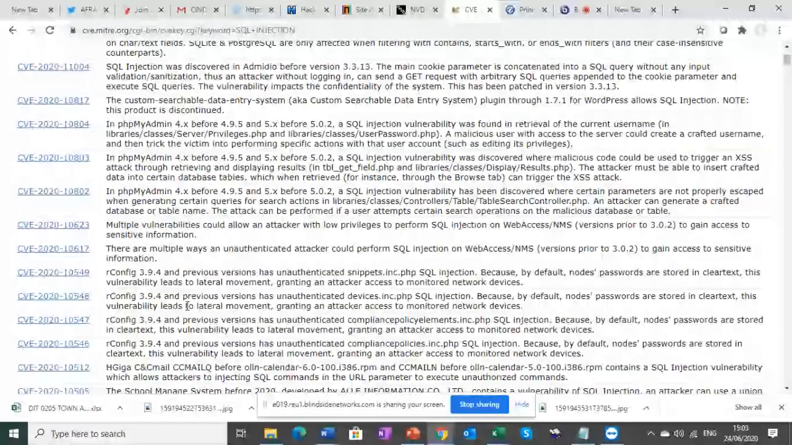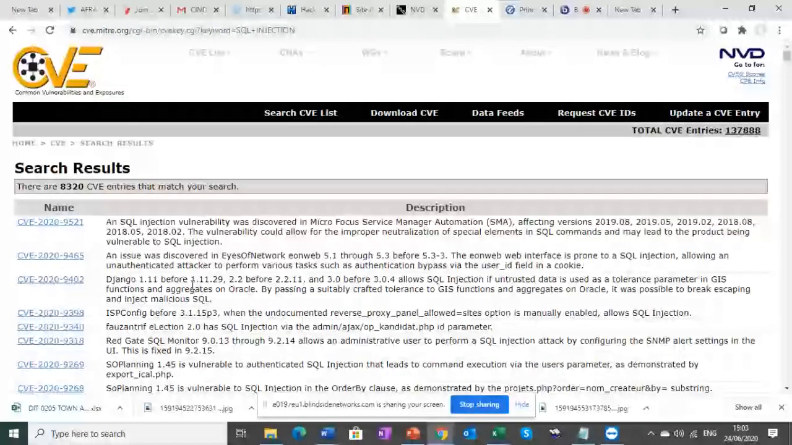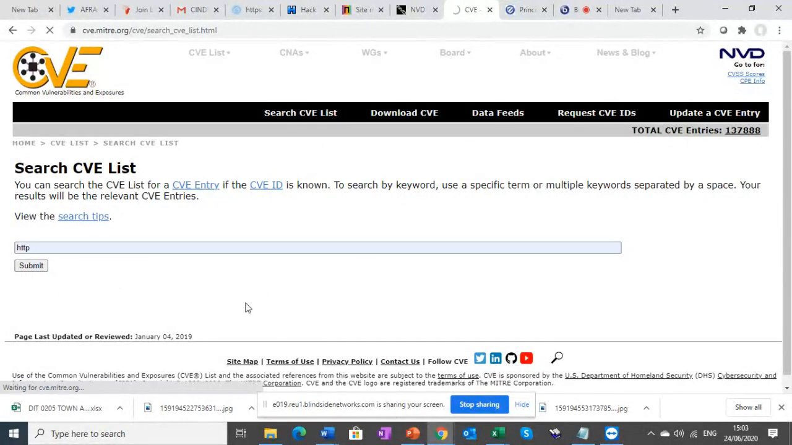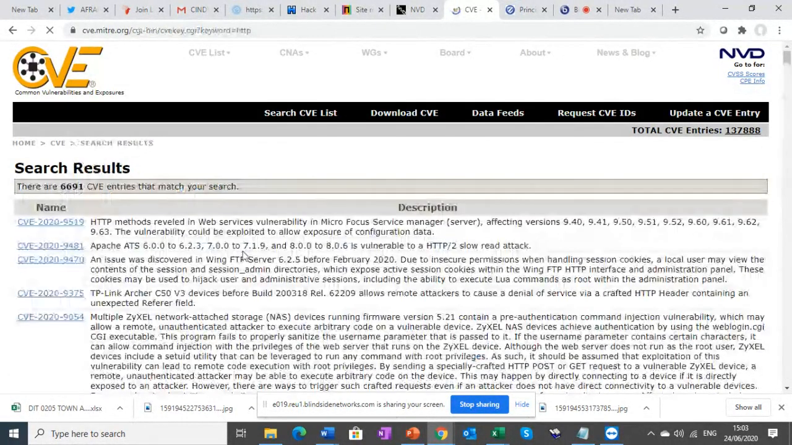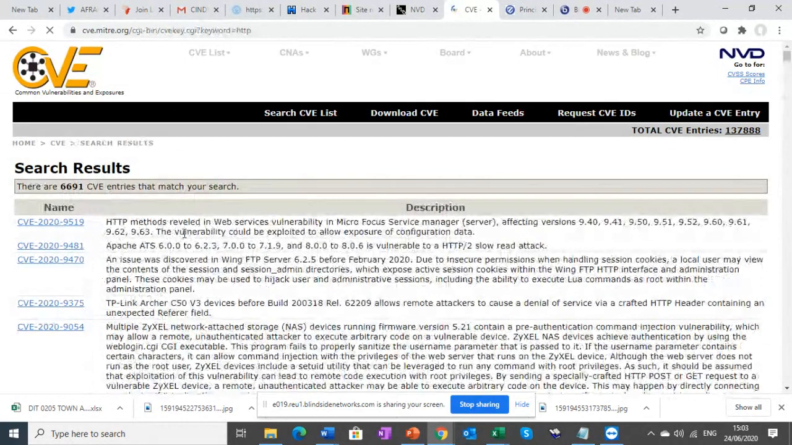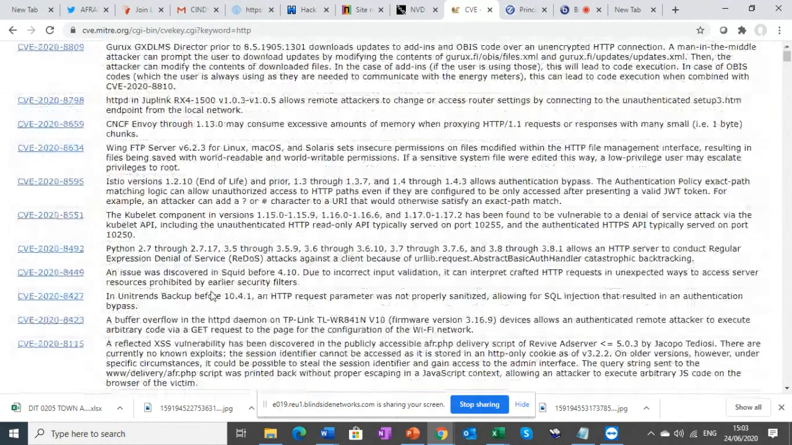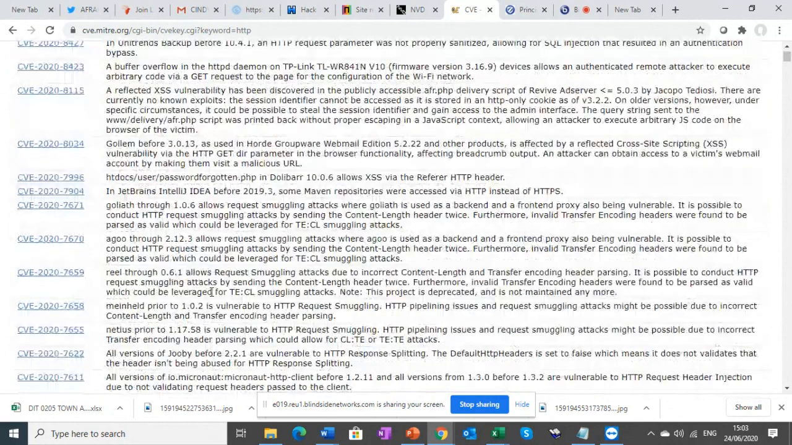Like maybe let me look for HTTP, because I think I'm much more into networks. So maybe HTTP attacks. Let's see whether we have got anything related to HTTP that was reported. You can see HTTP method, maybe this one is one of the first cases: HTTP method revealed in web service vulnerability in Micro Focus service affecting version. So it affected those versions, and you can read much more on some of the issues that were reported here. There are very many.